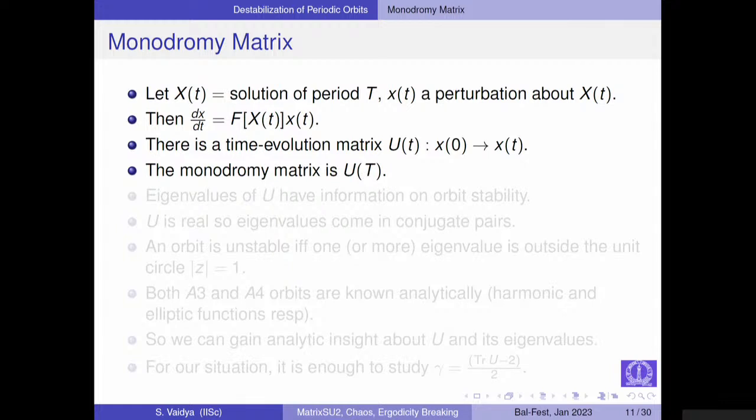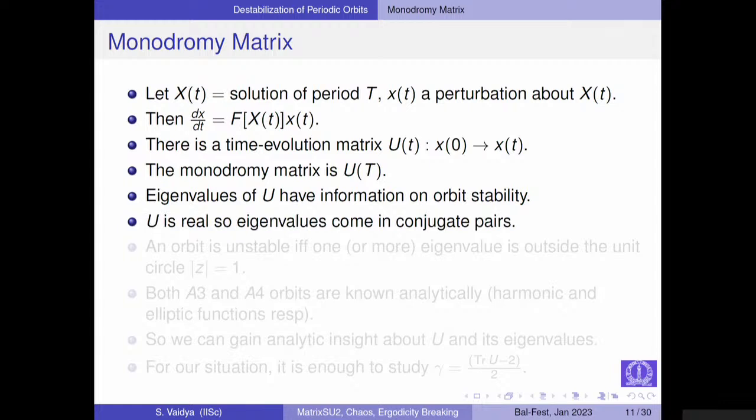If you evaluate U at the end of the time period, for the time period capital T, then U of capital T is called the monodromy matrix. The eigenvalues of U carry information about the stability or instability of the orbit. Because U is real, the eigenvalues come in complex conjugate pairs. And an orbit is unstable if and only if one or more eigenvalues lie outside the unit circle in the complex plane.